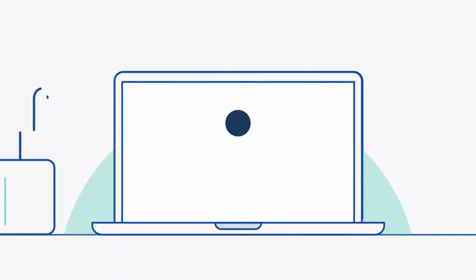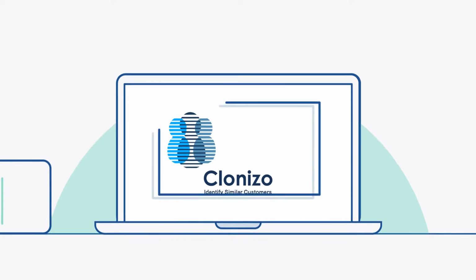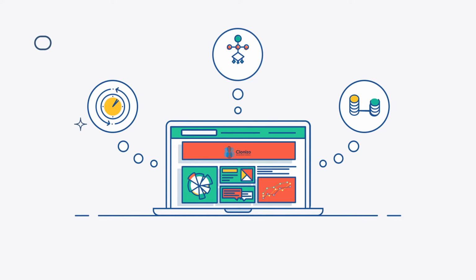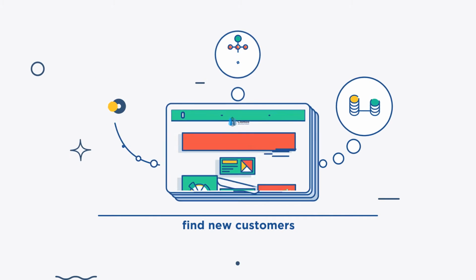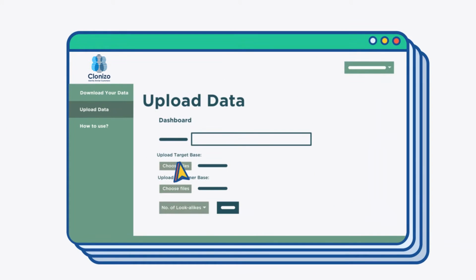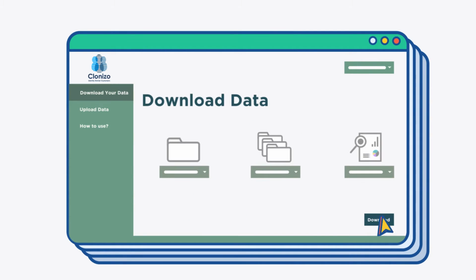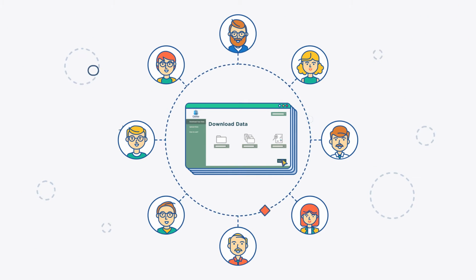Introducing Clonizo, a cure to all your customer targeting problems. Clonizo is a flexible, real-time, big data look-alike platform that can be used to find new customers. It's an easy three-step solution. Just upload your target and customer base to Clonizo. Select the number of look-alikes you want and click Download. Voila! You get all the different Joes you desire.